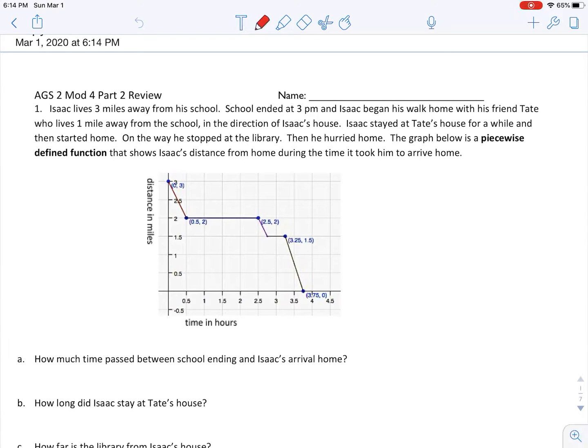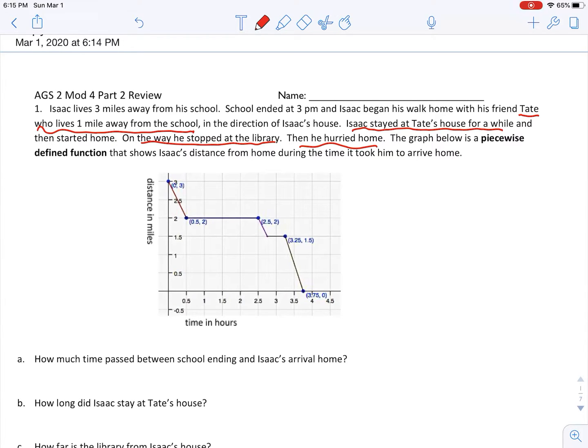It's helpful to underline some of this stuff. So, he stayed at Tate's house for a while. And then Tate lives 1 mile from school in the direction of Isaac's house. Okay. And then he started home. And then on his way home, he stopped at the library. So the library was next. And then finally he made it home.